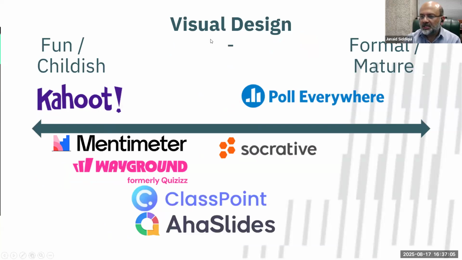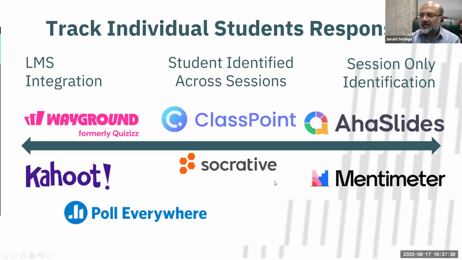Visual design. Most of these tools have been designed for school, K to 12. That's why they use colors and graphics which are more fun, a little bit childish. And when we did a survey, some people said that these tools should not be used at the university, but it's a matter of choice. So they are all available. You can decide. The tools which have a more formal and mature visual design are Poll Everywhere and Socrative. Okay, so this is one comparison.